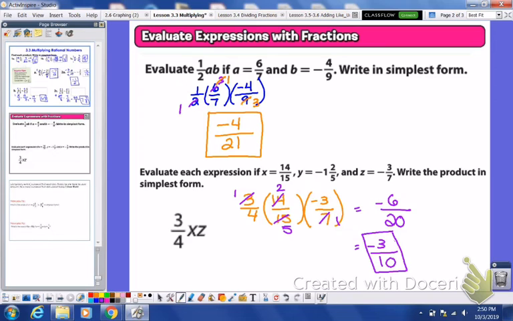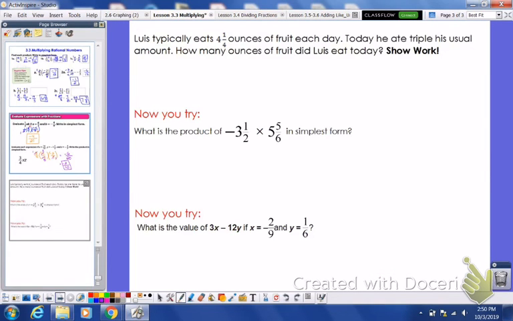Remember guys, you can reduce in more than one step. You can reduce at any point. You've seen a couple different versions of this at this point. Just make sure your final answer is always fully reduced. All right, one more to do together.